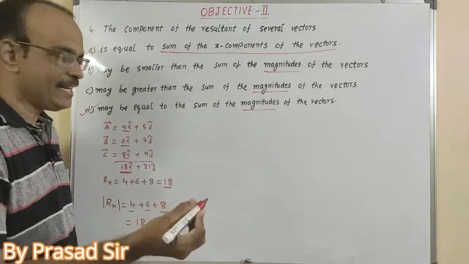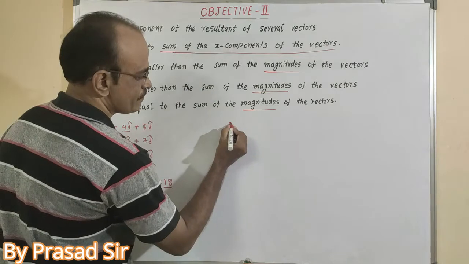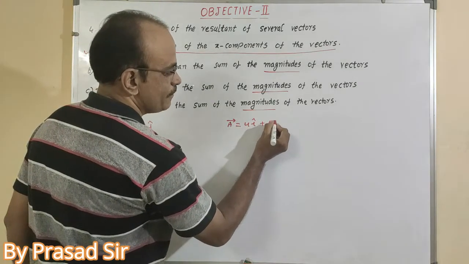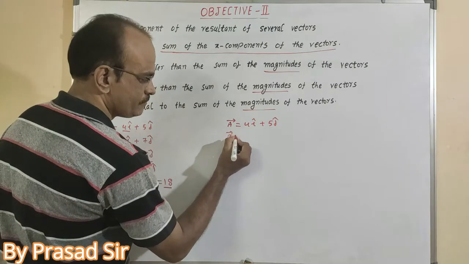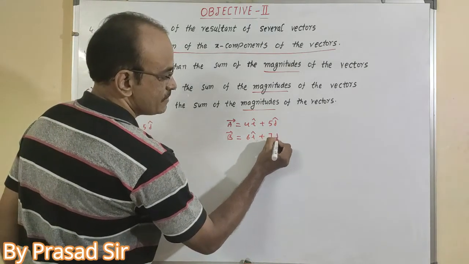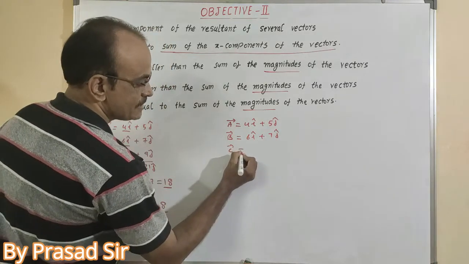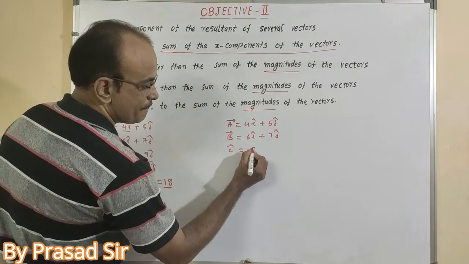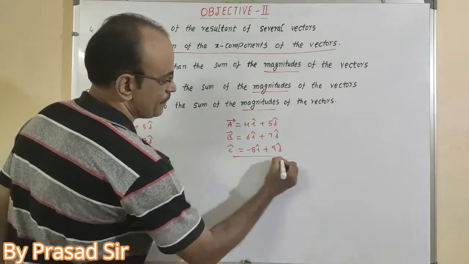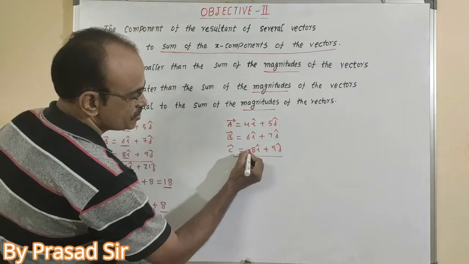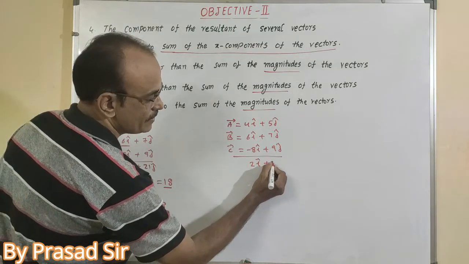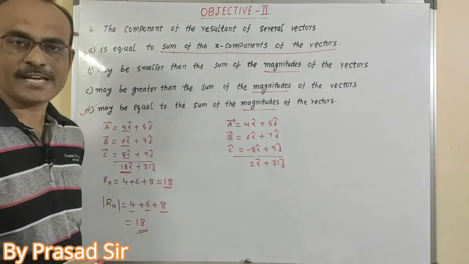Now I will take another example. Here A vector is equal to 4i cap plus 5j cap. B vector is equal to 6i cap plus 7j cap. C vector is equal to minus 8i cap plus 9j cap. Add all these. So what happens here? This is 2i cap plus 21j cap.